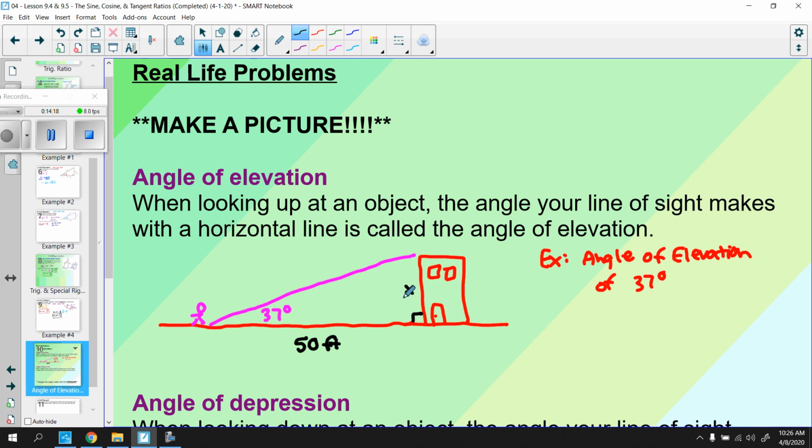The tangent of 37 is x over 50. So that's, you can kind of see, but that's the trick, is making the picture, getting the numbers where they go. We'll do one after this.